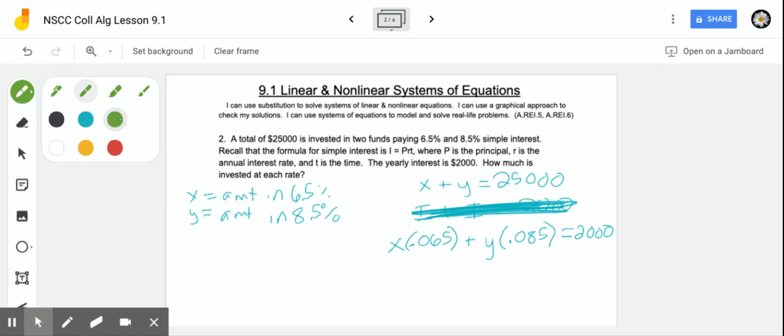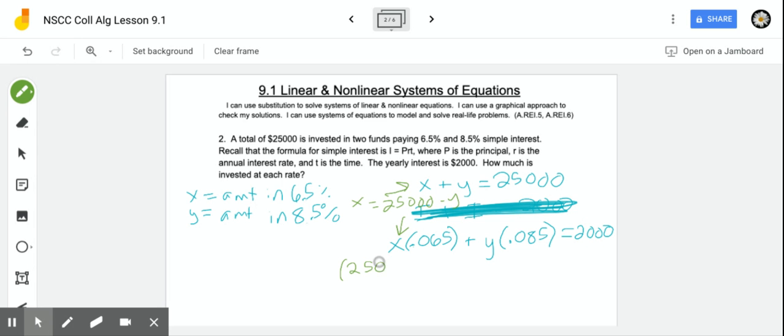So what I can do, let's switch colors here, is I can solve this for one of the variables. Let's say that I just want to solve for x. I'm going to subtract y from both sides. And then I can plug that in down here. So I get (25,000 minus y) times 0.065 plus 0.085y equals 2,000.